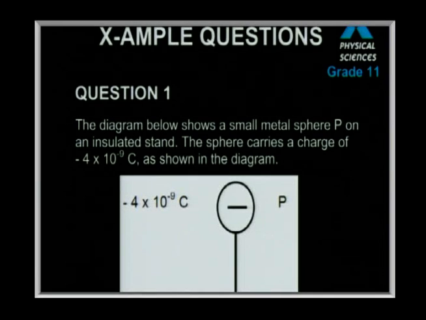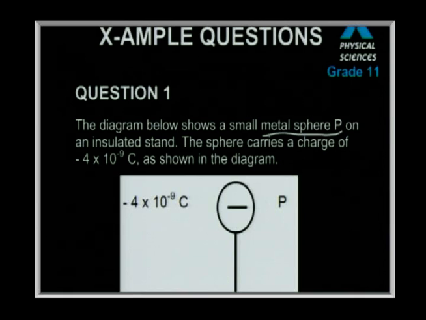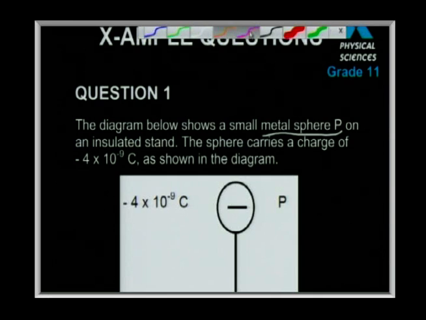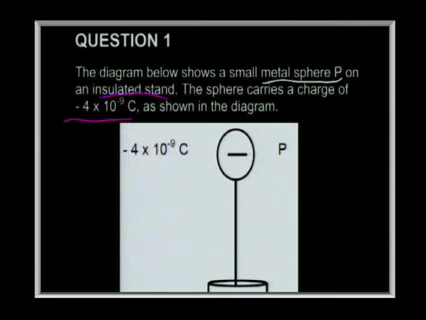Now, hopefully you've had a chance to look at the questions. Let's see if we can sort these out together. Question number 1 says the following. The diagram below shows a small metal sphere, P, on an insulated stand. So we recognize it's insulated, which means the metal is at the top here and it's insulated. The sphere carries a charge, and it gives you the charge of minus 4 times 10 to the minus 9 coulombs. Remember, the unit for charge is coulombs.